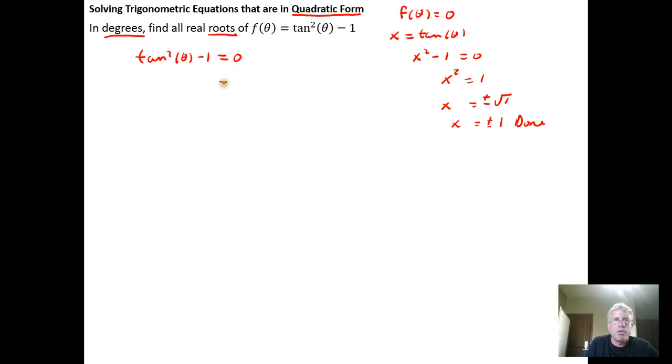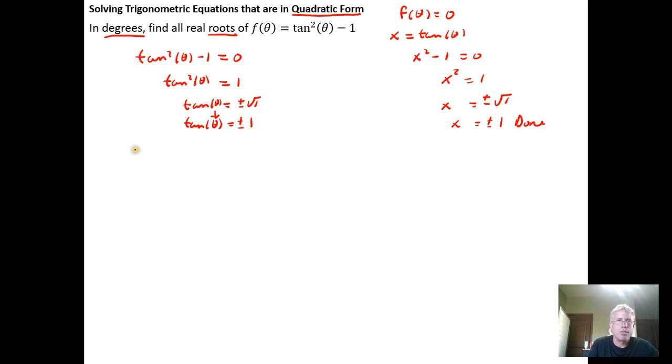So here I'm going to add 1 to both sides, and that's going to give me tan squared of theta equals 1. I'm going to take the square root of both sides to cancel the squaring, and that's going to give me the tangent of theta equals plus or minus 1. But whereas with the quadratic equation I was done, here I'm not done because I know what the tangent of theta is, but I don't know what theta is, and that's what we need to know. We need to know what values of theta will give us a value of 0 for our output. So we have to keep going.